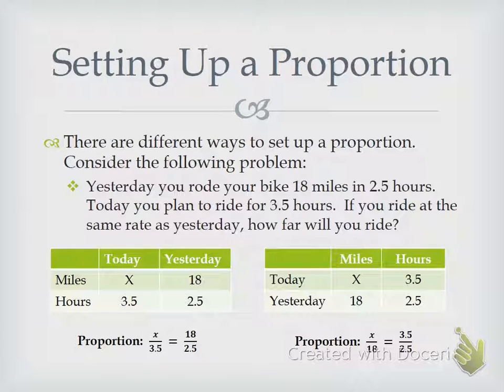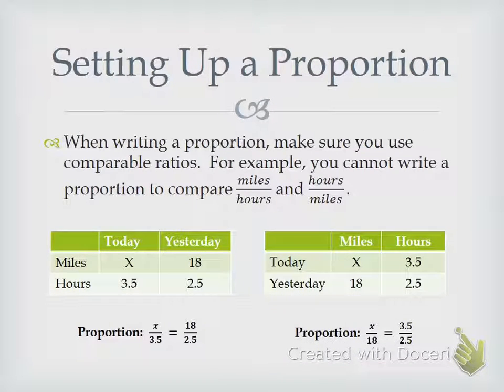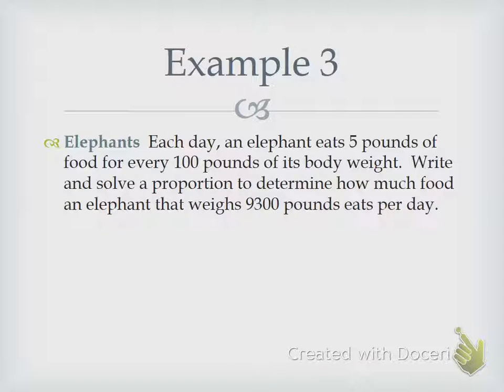Okay, so last example, we're setting up a proportion. I feel like these charts are a little confusing, so I'm going to go straight to the example. Read the example with me to yourself as I'm reading it. Each day, an elephant eats 5 pounds of food for every 100 pounds of its body weight. Write and solve a proportion to determine how much food an elephant that weighs 9,300 pounds eats per day.